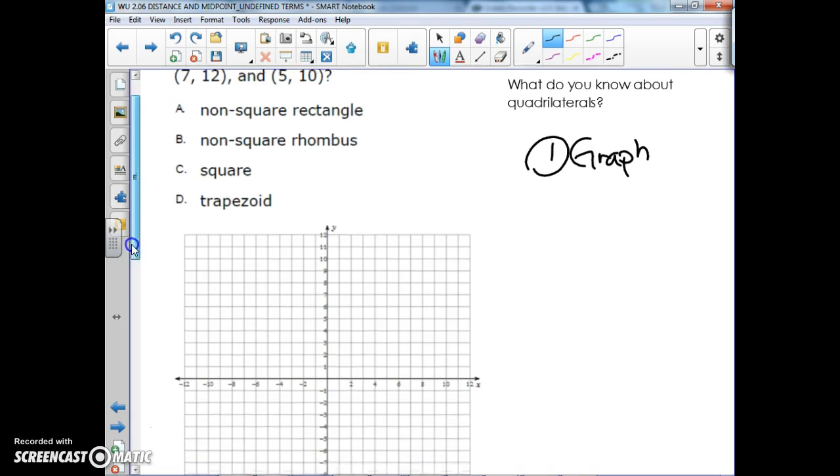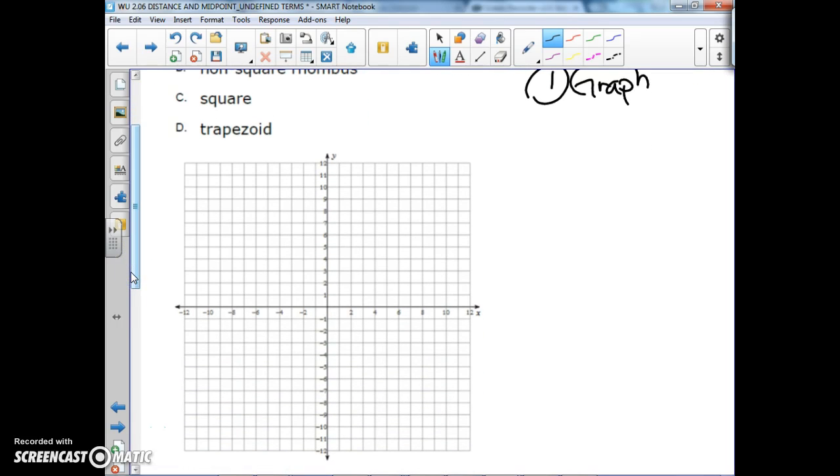Alright, so the first thing I'm going to graph is the point (7, 8). So I'm going to go over to the right 7, and all the way up to 8. Okay, and then I'm going to do (9, 10). So I'm going to go over to the right 9, up 10. Then (7, 12). So I'll go to the right 7, up 12. And (5, 10). So I'm going to go over to the right 5 and all the way up to 10. Okay, so it looks like I have a square.